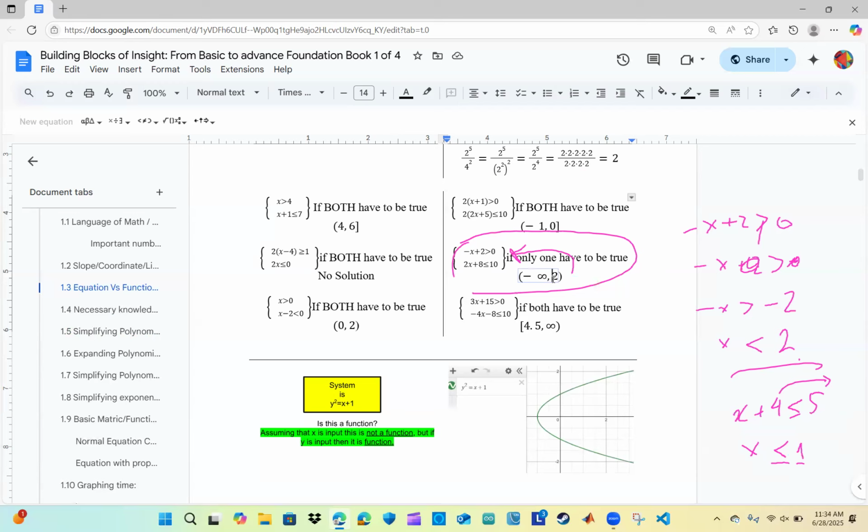So less than, both of them are less than. If only one of them has to be true, yeah, this is a check mark. I don't know why I didn't catch that.